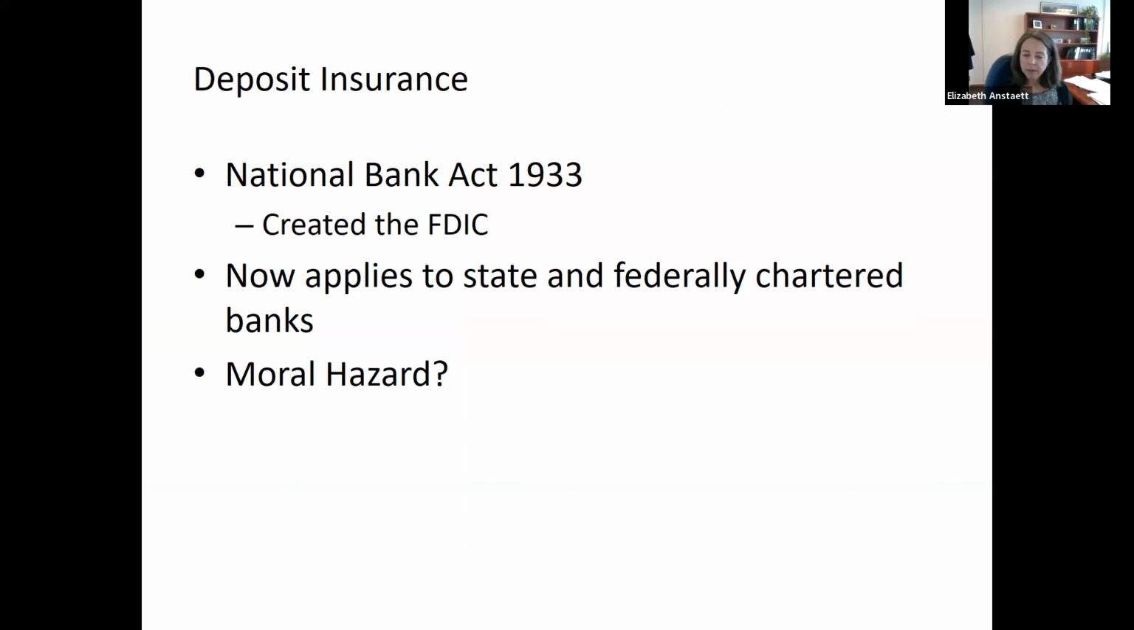At one time, there were some state insurance funds, but in the 1970s, many of them, including Ohio's, became insolvent, and it created too much disruption really in the economy. So now all state and federally chartered institutions must have FDIC insurance. And this creates this idea of moral hazard.